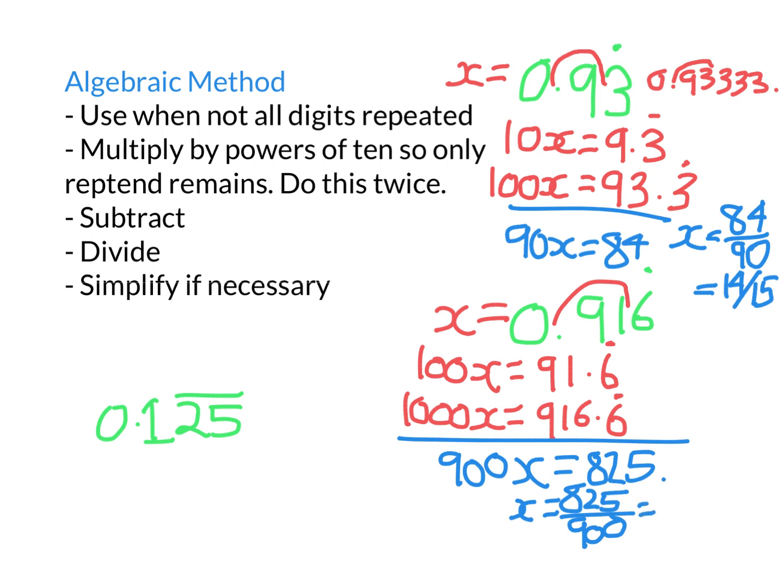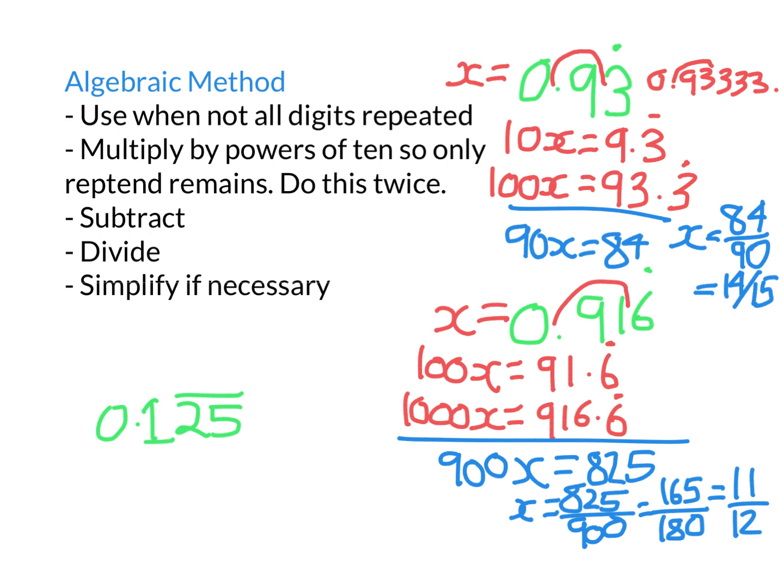Turns out 825 divided by 5 is 165. 900 divided by 5 is 180. It turns out you can divide 165 by 15 and you can divide 180 by 15. It's okay if you have trouble simplifying, just keep simplifying over and over again until you get a fraction that can't be simplified. So that's that one, 11 over 12.